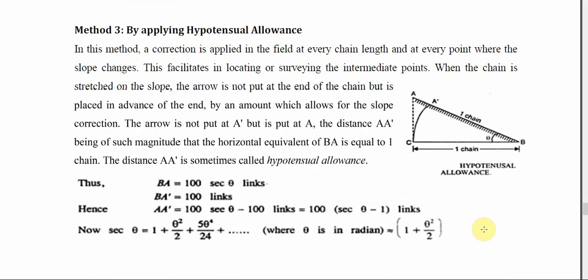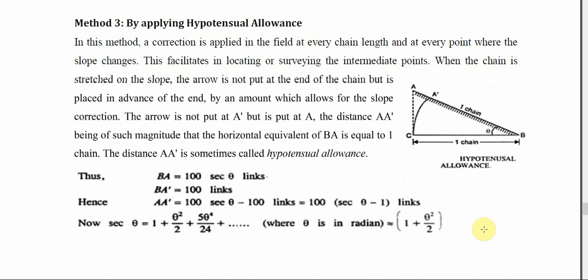The next method is hypotenusal allowance. In this method, a correction is applied in the field at every chain length, at every point where the slope changes. Like on the field, if the starting point of the chain is held at B, the end point of the chain is held at A dash.